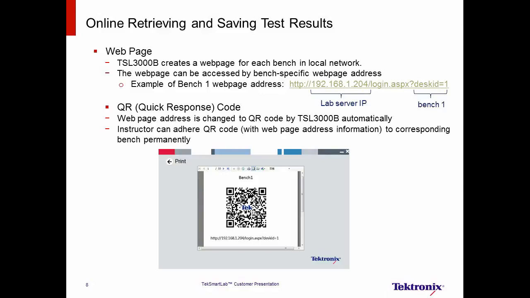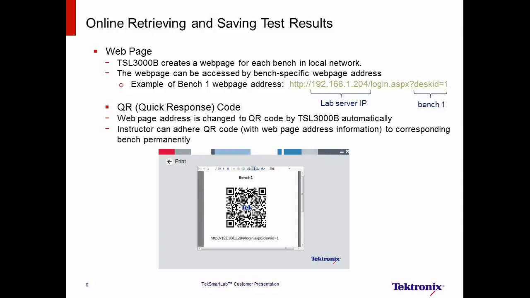In this example, the web page address of bench 1 is 192.168.1.204, the IP of the lab server. And the desk ID equals 1 means it is for bench 1.